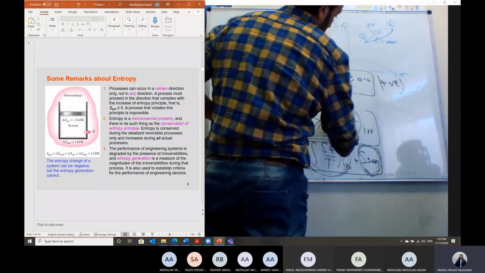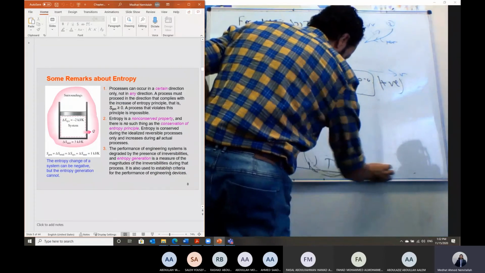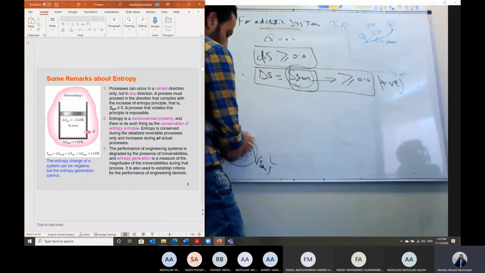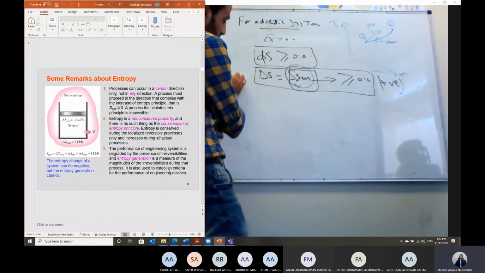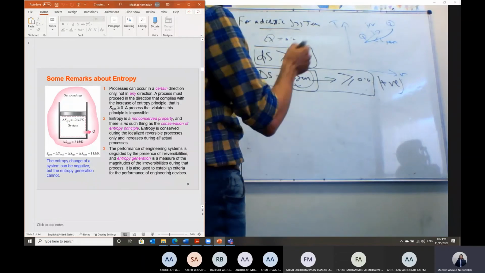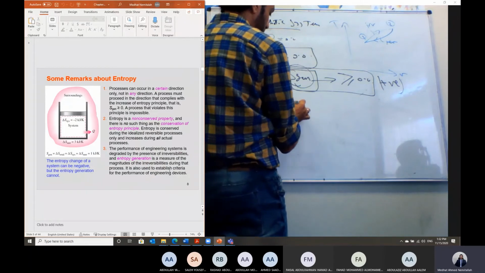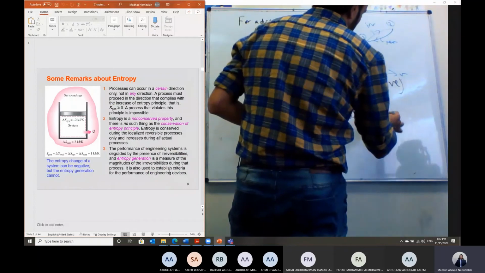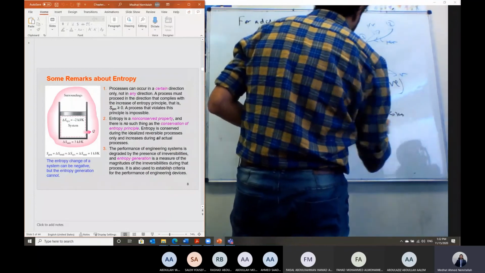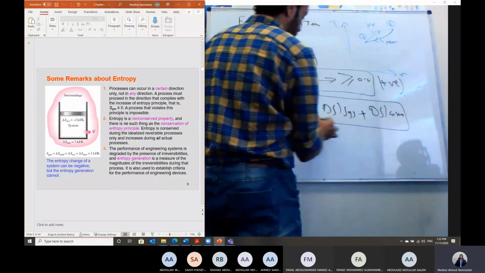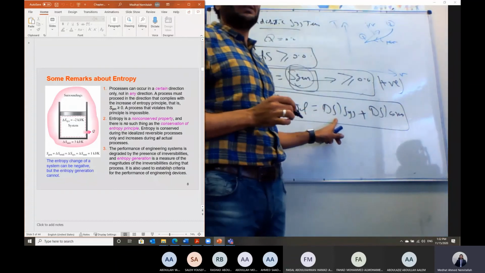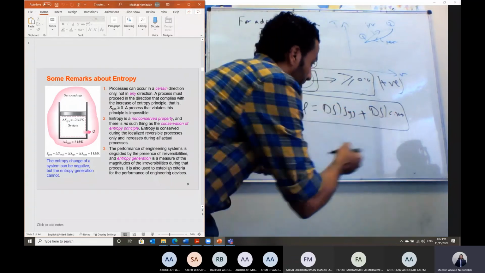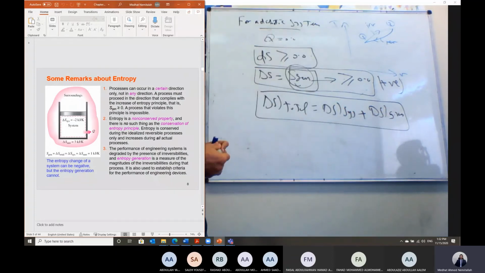Okay? The change of entropy for any system is equal to the total change: delta S total is equal to the change of entropy of the system plus the change of entropy of its surrounding. So delta S total is equal to delta S of the system plus delta S of the surrounding. So the total change of entropy is equal to the change of entropy of the system itself plus the change of entropy of the surrounding medium in this case.